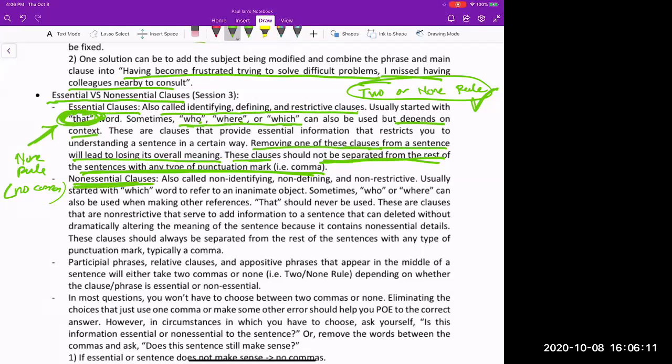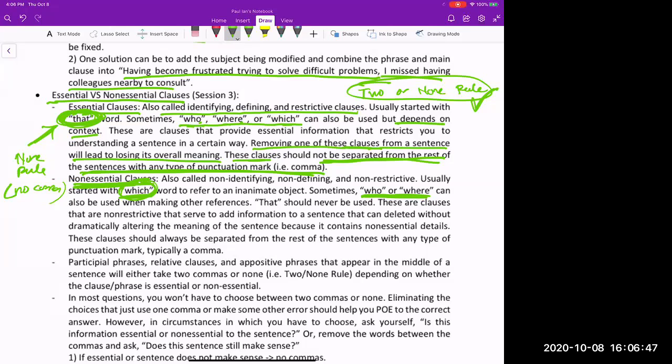So non-essential, just to relate it back to essential: you can't have "that" because "that" is only for essential. But you could have "which." For the most part, "which" is the one that's mostly used. When you have a "which," this is the non-essential one. Sometimes you could have "who" or "where," but these are a little bit iffy. "Who" or "where" can be either essential or non-essential. But if it's a "which," 99% of the time it's going to be non-essential. If it's a "that," 99% of the time it's going to be essential.